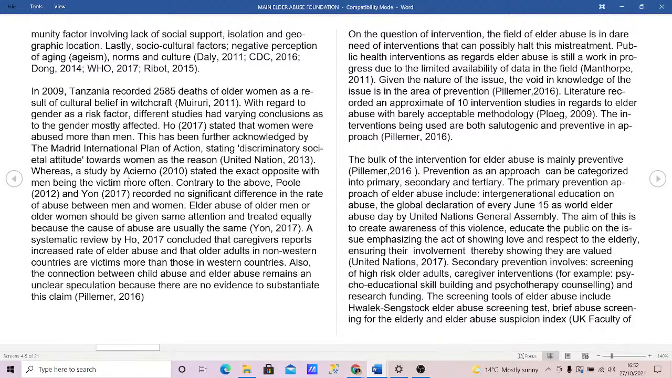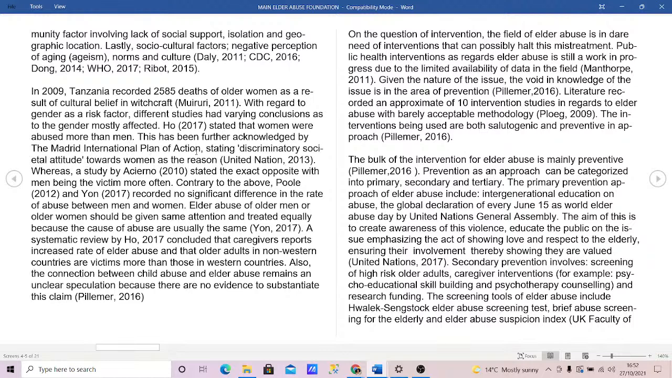If you go back a bit to that part where I said it's like a textbook explanation of critical analysis, if I had not written it like this to be critical, if it were to be descriptive, how would it look? Now let me tell you how it would look. I would say, with regards to gender as a risk factor, Ho 2017 claimed that women are more abused than men. Full stop.